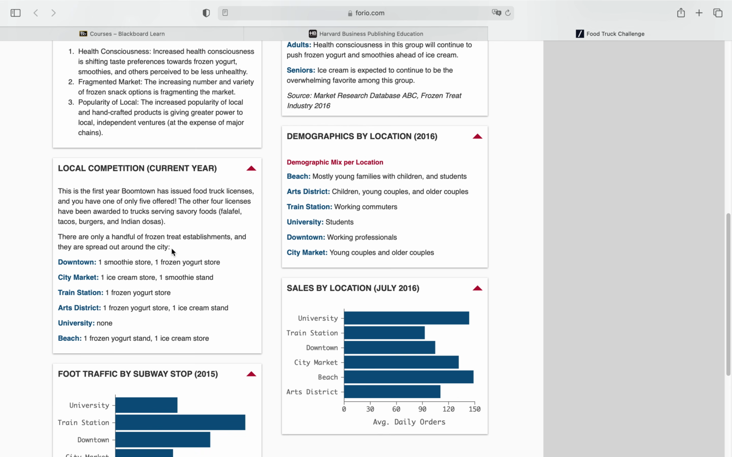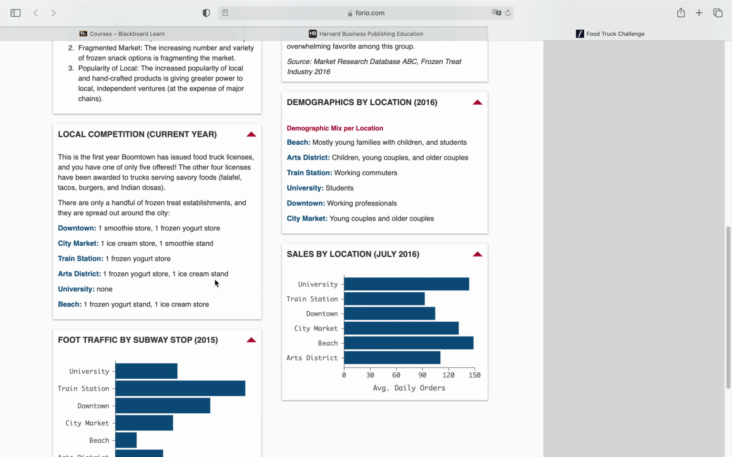Going down, we go to local competition. For me, I feel like it's the most important information provided in this whole report section. If you read it, it says that this is the first year Boomtown has issued a food truck license. So basically, that's telling you that you are privileged to have the food truck license to utilize. You want to take advantage of that because, as you see, you have one of the only five offered, and the other four are not related to frozen treats. So you definitely want to take advantage of that.